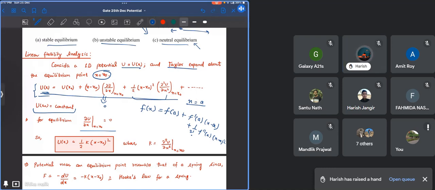Basically, today's lecture is about the conditions of equilibrium and non-equilibrium for a classical system.